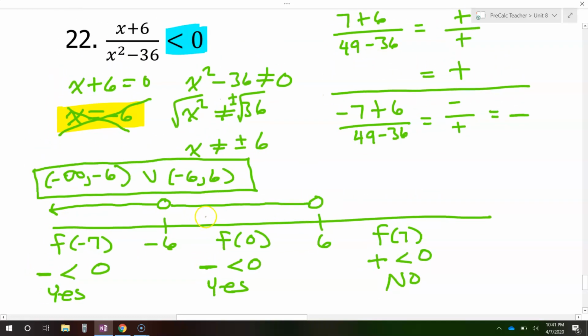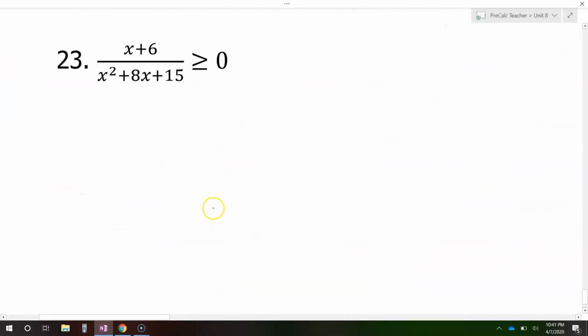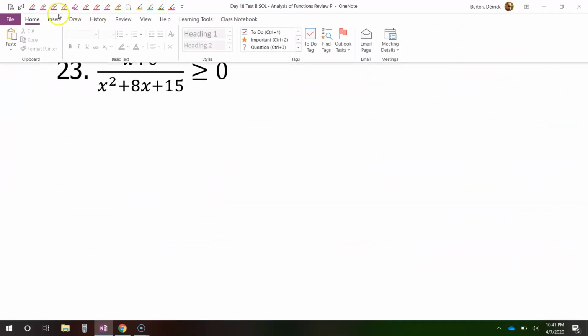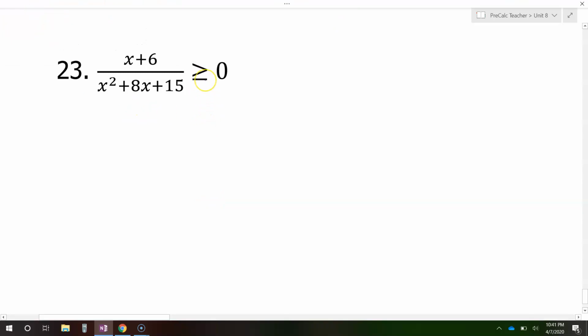Okay, now we're down to the last one, problem number 23. All right, same steps that we did before. First, we solve the related equation. The only way this function can equal 0 is if the numerator equals 0. That's the only way. So that means x plus 6 has to equal 0, so x would equal -6. All right, so that is a critical value.